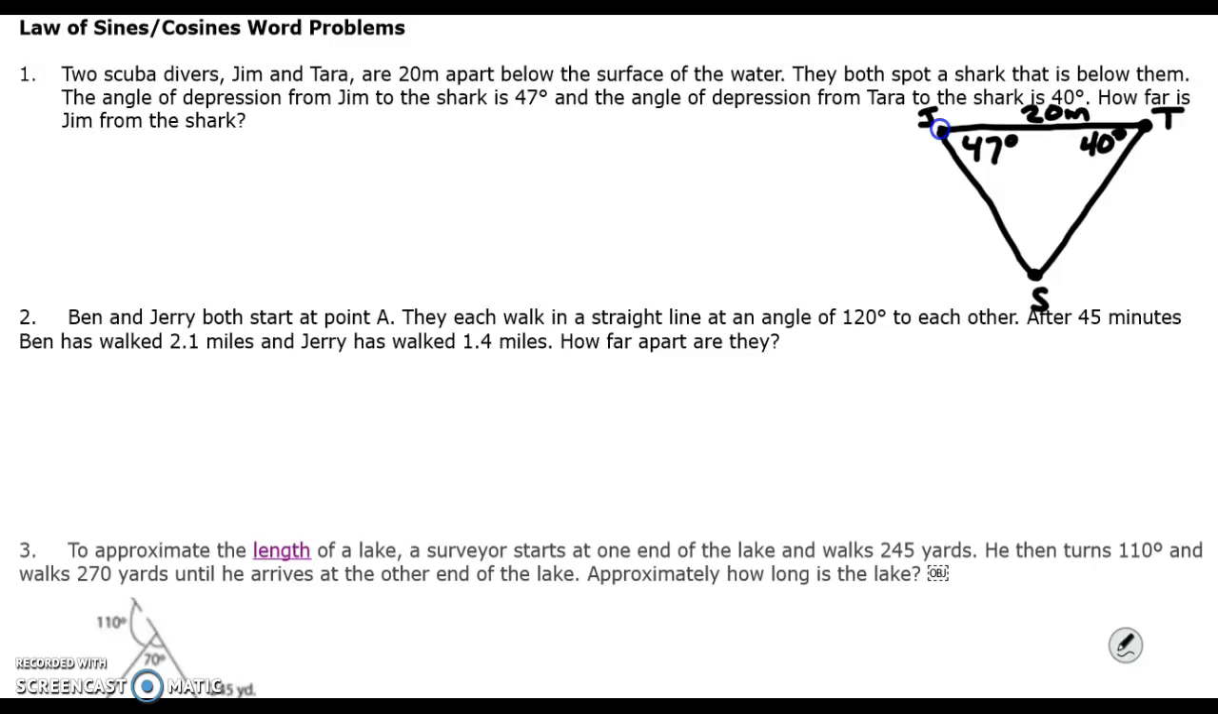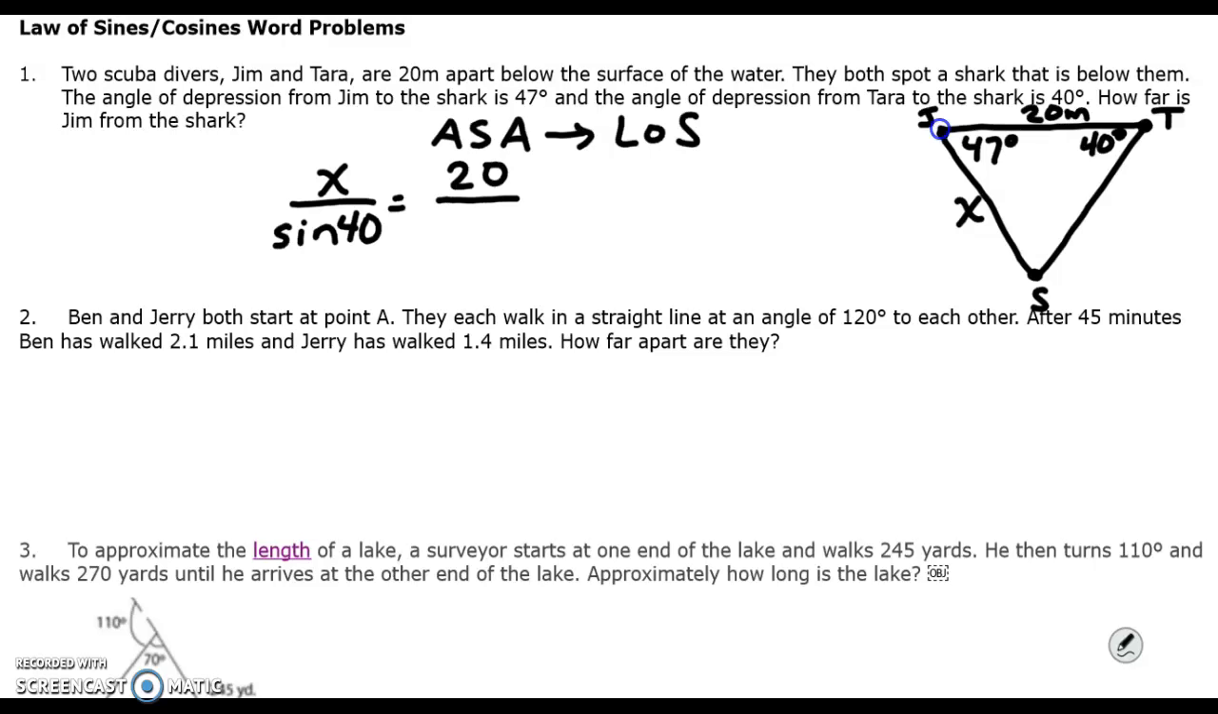So now we can see our triangle, and this is an angle, side, angle triangle. We're given two angles, and we included sides between them. So we're going to use the law of sines. What we're looking for is the distance that Jim is from the shark, or this side length right here. So the law of sines I'm going to apply is x over the sine of 40 degrees equals 20 over the sine of angle S, which we can of course find by subtracting from 180. So this angle would be 103 degrees.